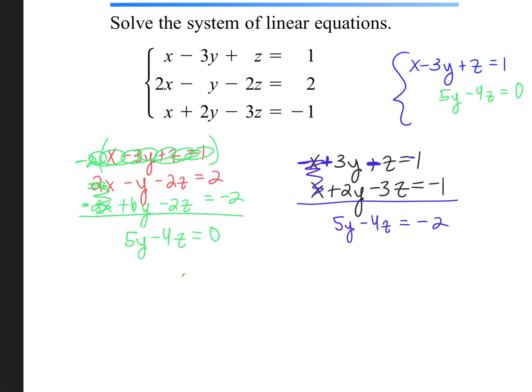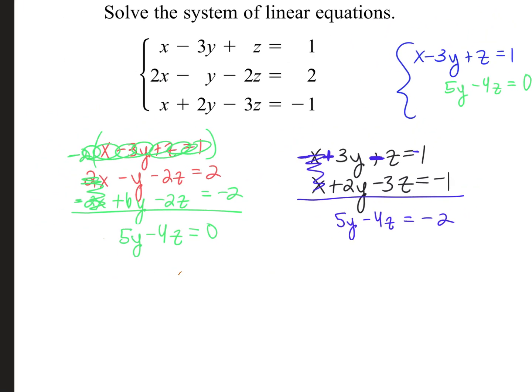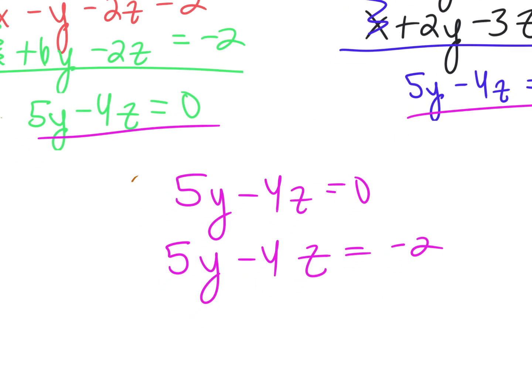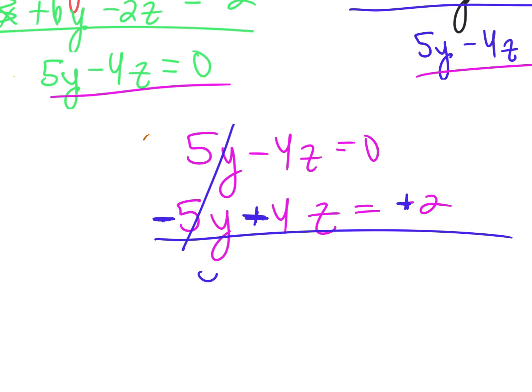So now I look and I say, okay, well, I have two leftovers. Those two leftovers both have a y and a z, so I'm going to combine these two together. So you can rewrite them, or you can just write one on top of the other. It doesn't matter. And then I have 5y minus 4z equals negative 2. So if I want my y's to cancel out, again, I need to multiply something by a negative. So I'm just going to multiply the whole bottom by negative 1. So this becomes negative, this becomes positive, and this becomes positive. So my y's cancel out, perfect.